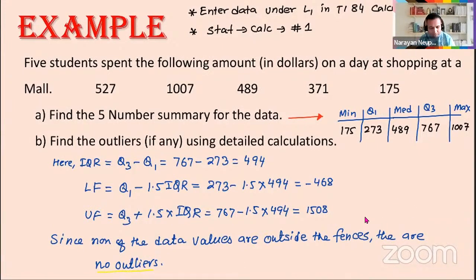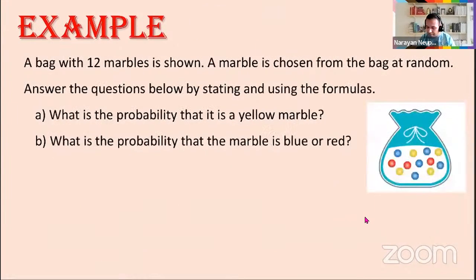Okay, so that was the third example we did. Let's move on to the next one. Here is the next one. A bag with 12 marbles is shown. So you can see the value of n is equal to 12, right? 12 marbles, so n equals 12. A marble is chosen from the bag at random.